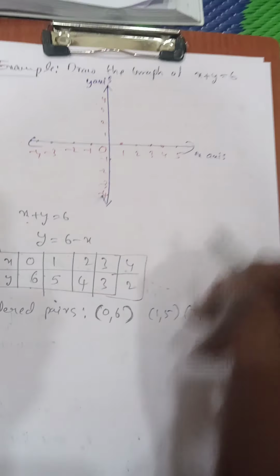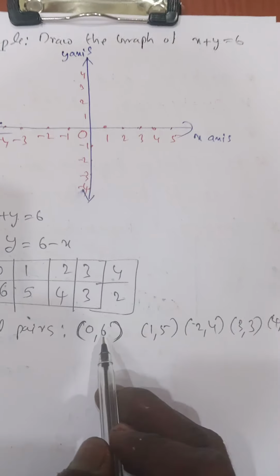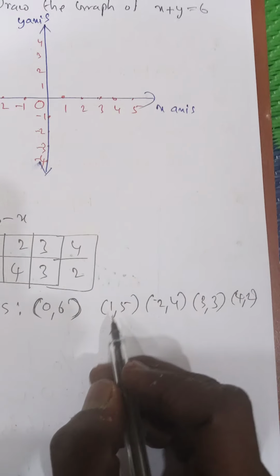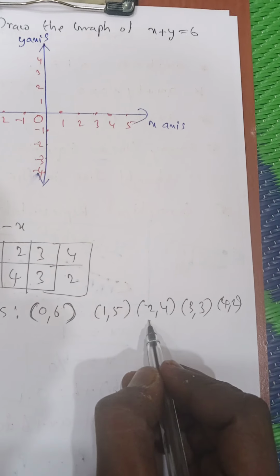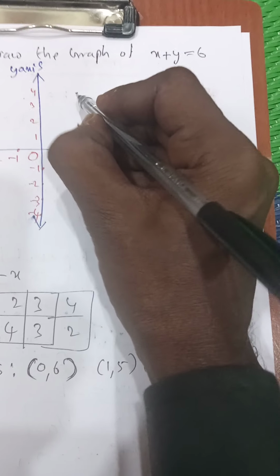Now I am going to mark all these ordered pairs in the plane, starting with 0 comma 6. We did not take the point 6 on the y-axis yet. Go to the next point. We go to the point 2 comma 4: x is 2, y is 4. So we can mark the point here.